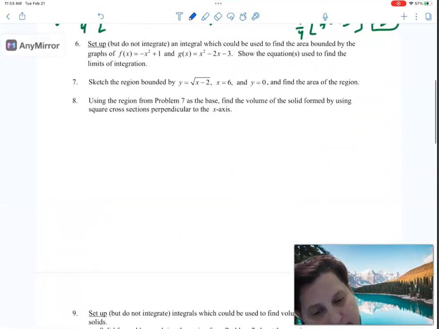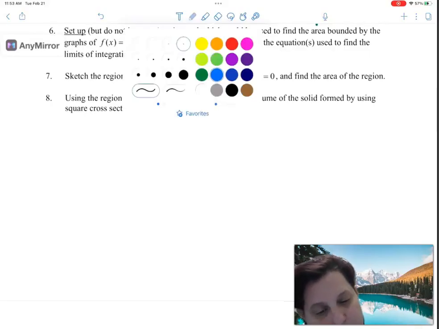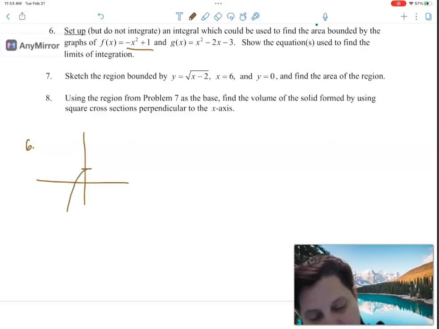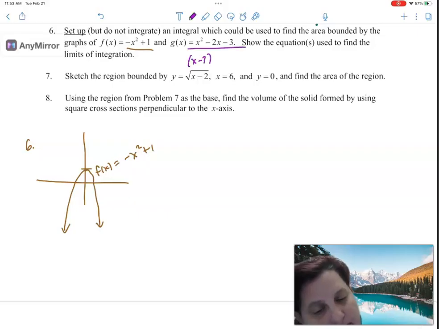All right, let's go ahead and look at 6, 7, and 8. Here we go. For number 6, set up but do not integrate an integral which could be used to find the area bounded by these graphs. Now, it would be really helpful if I knew what these look like. That's a parabola that's upside down, negative x squared plus 1. This is a parabola that's right side up, x squared minus 2x minus 3, that passes through the points 3 and negative 1. That's g of x.